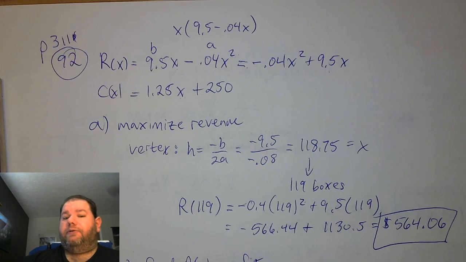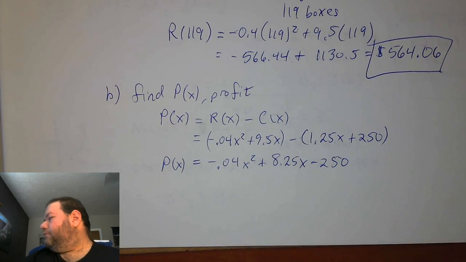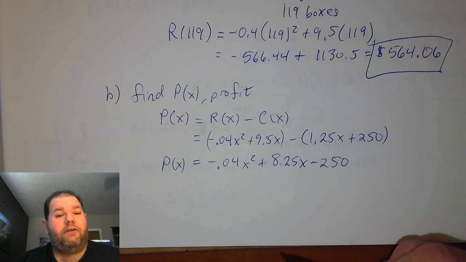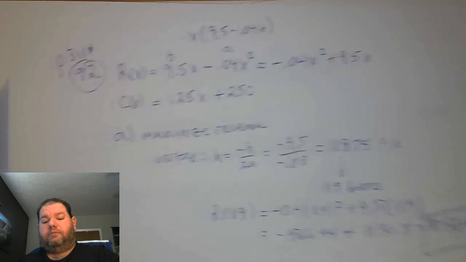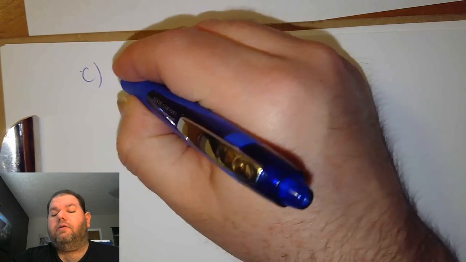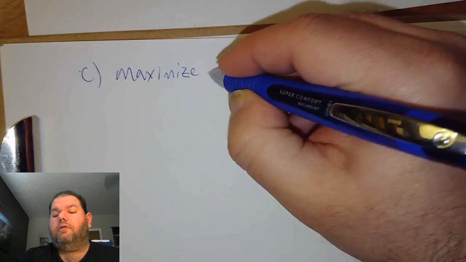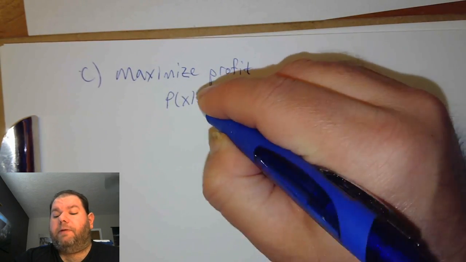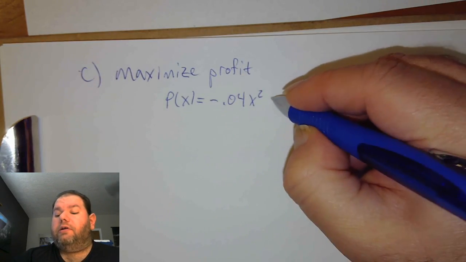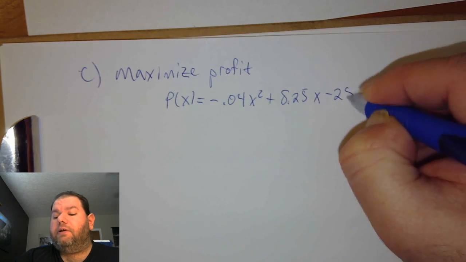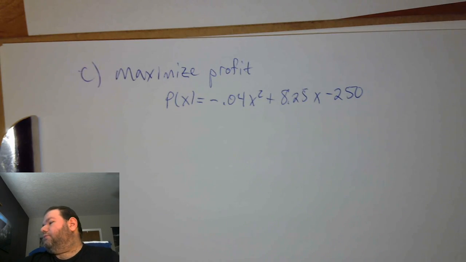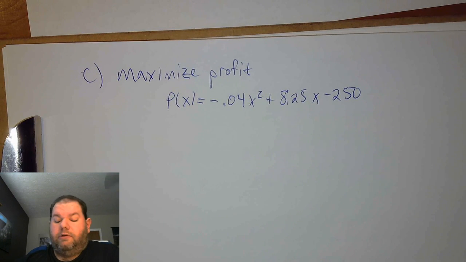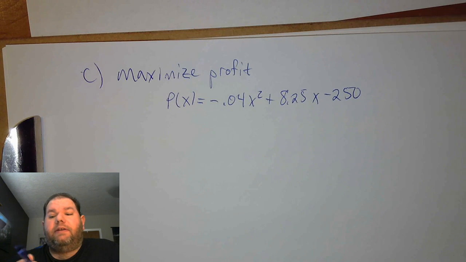But putting it all together, we are able to create a profit function. And so in part C, they want us to maximize profit. Now, let me rewrite profit since I'm on a new sheet of paper. Negative 0.04x squared plus 8.25x minus 250. And so we want to find the maximum, and again, that means we need to find the vertex.